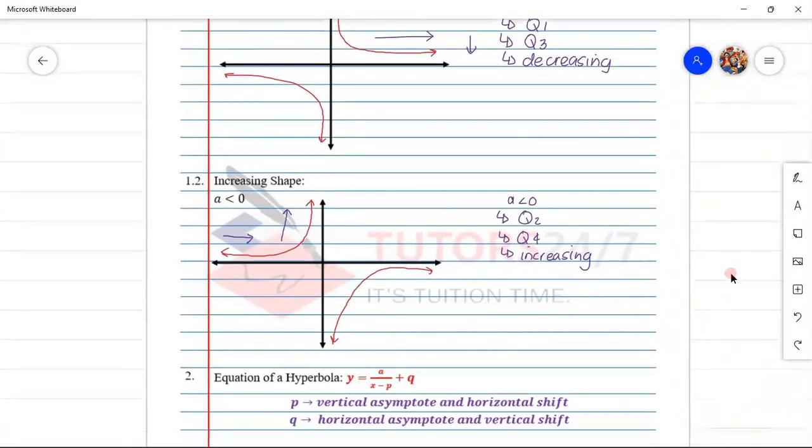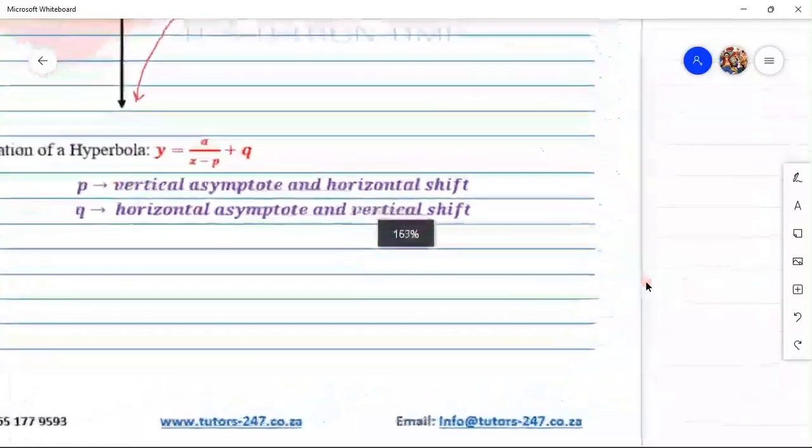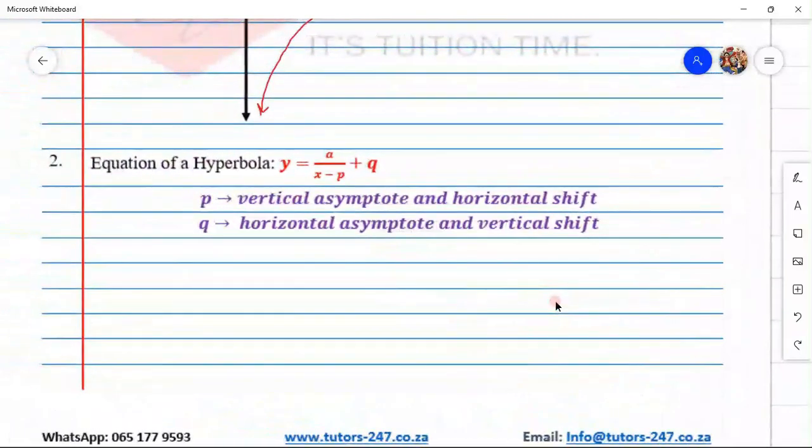So let's move on. Point number 2 is what each variable, or each term within our function's equation, represents. A hyperbolic function is represented by the equation y equals a over x minus p, plus q. Our y and x represent our x and y values that are given to us from our function.